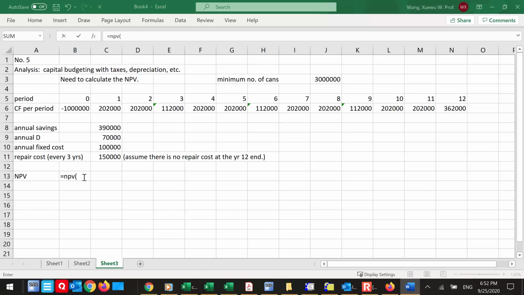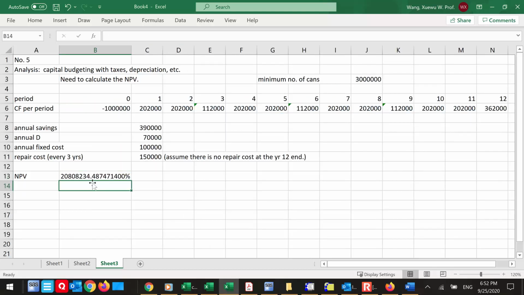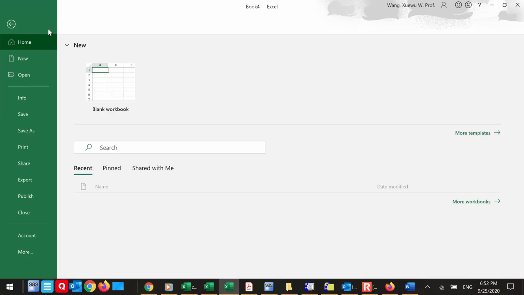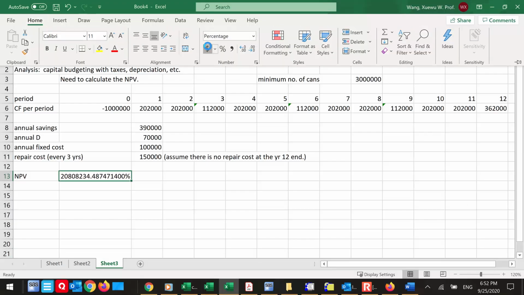11%. That's the cost of capital for this company. I'm looking at the future cash flows, and I'm putting back the initial investment. So this actually is a positive NPV project. Oops, I just need to format this as a dollar amount here.